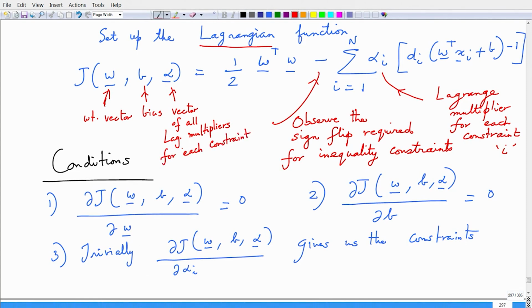I can write it in this form: J of W, b, alpha equals 1/2 W transpose W minus the summation over all these constraints, scaled by their appropriate Lagrange multipliers. So it is the summation i equals 1 to capital N of alpha i times di times (W transpose xi plus b) minus 1.